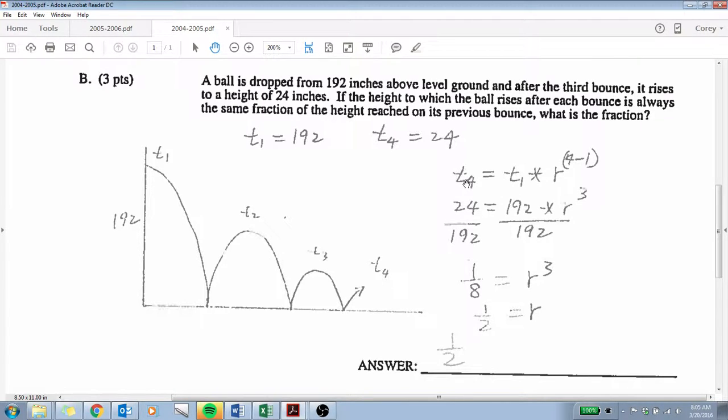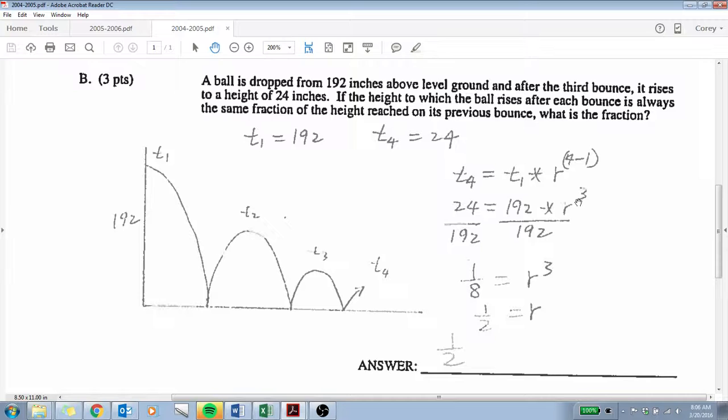So we're going to be using the geometric sequence formula, where Tn equals T1 times r to the n minus 1 power, where Tn is what we're trying to find. So Tn is term 4, which we know to be 24. T1, we said, was 192. r is what we're trying to find, that fraction. And n is the number of the term that we're looking for. In this case, n is 4. So it's going to be r to the 4 minus 1, or the third power.